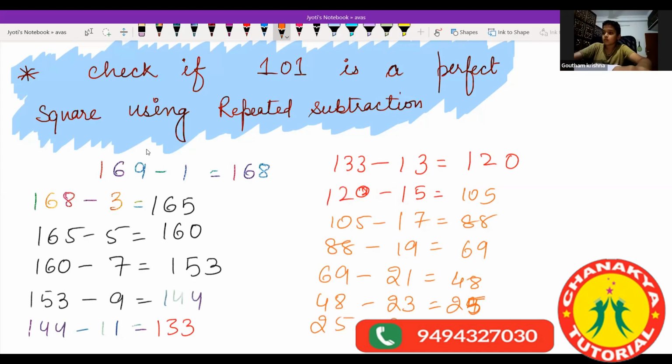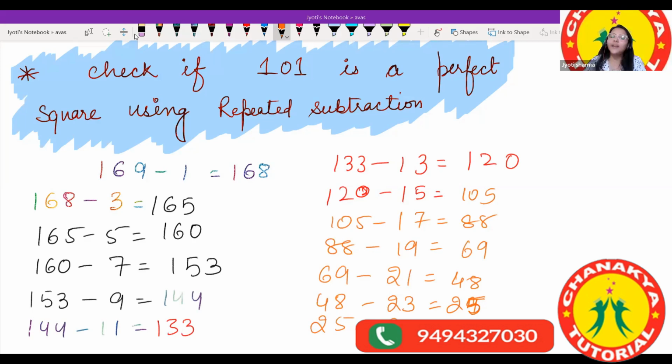Did you see? Yes, ma'am. Pranav, I understood? Is it okay? Pranav, is it clear? Yes, ma'am. Okay, now Pranav, do the next question. Check if 101 is a perfect square or not using repeated subtraction.